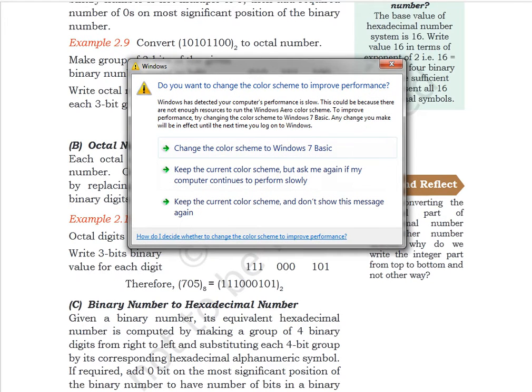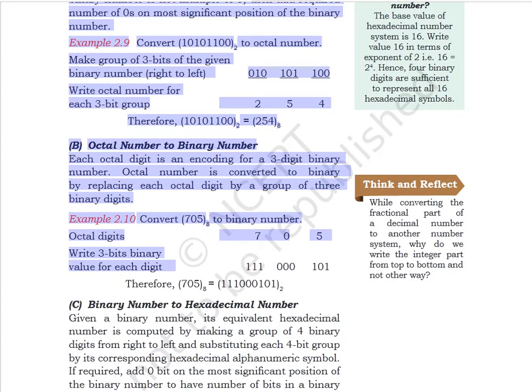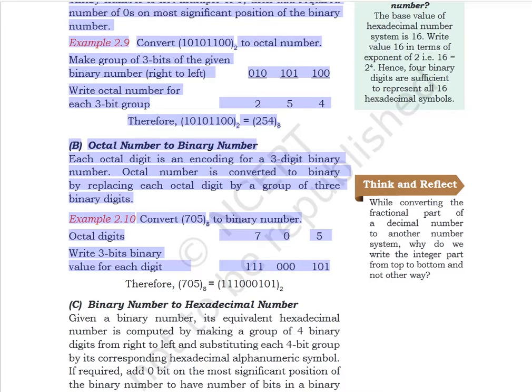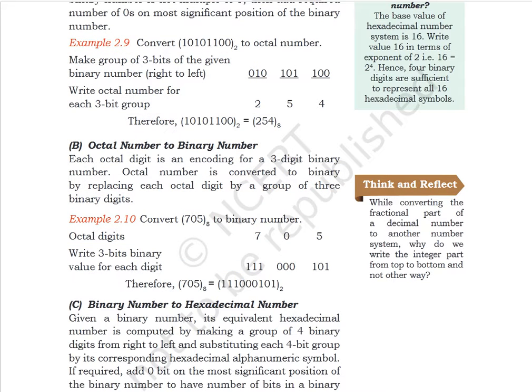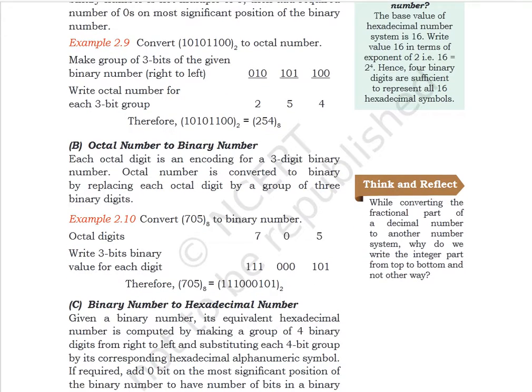First we write down the octal digits 705. Then write the 3 bits binary value for each digit. For 7 we can write here 111. For 0 this will be 000. For 5 this will be 101, and the resultant value will be 111,000,101. Base value will be 2. So this is the way we can convert binary number to its octal number, and from octal number to binary number.